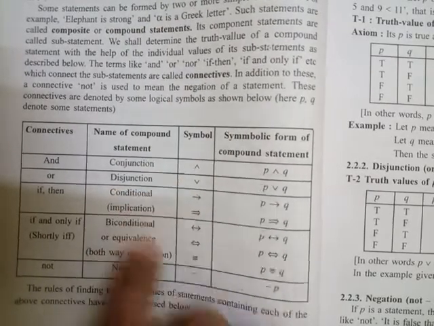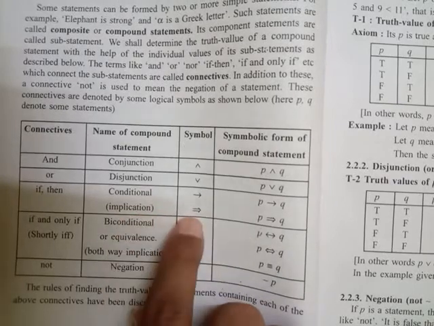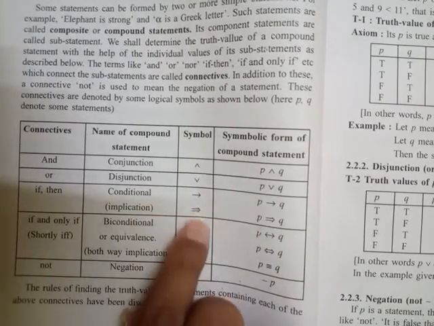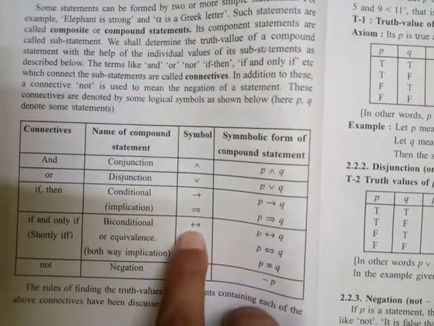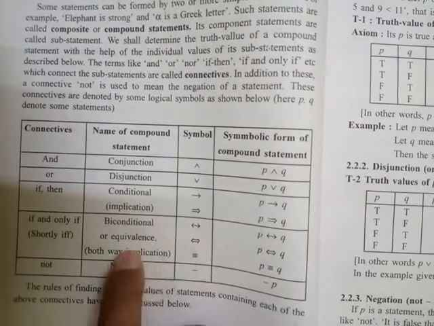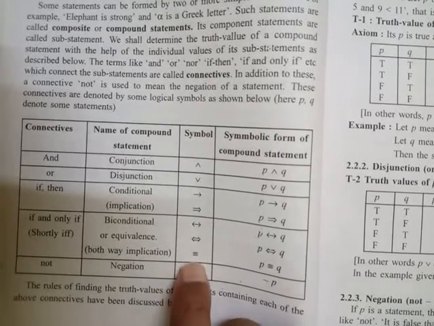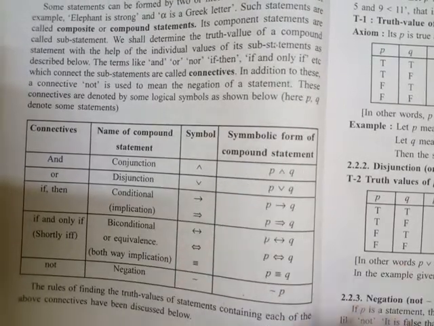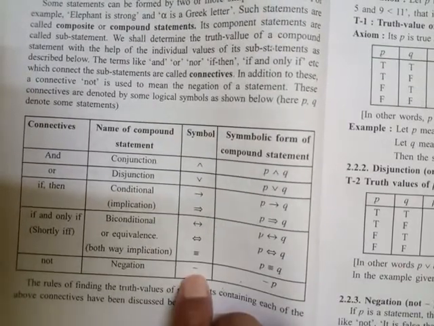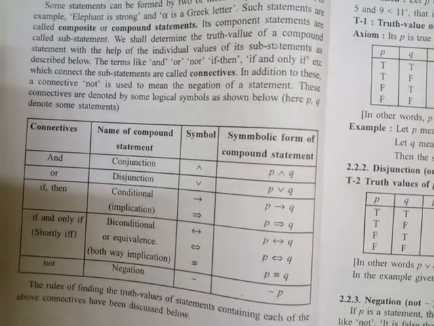If it is conditional, the symbol is like this, or like this. Implication, conditional, implication. Biconditional means both side arrow. Biconditional. Equivalence means like this, and both way implication means like this. And this symbol is called negation, means not.